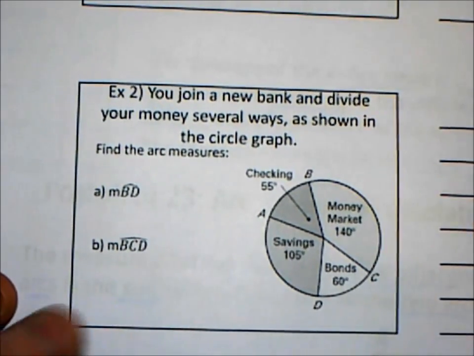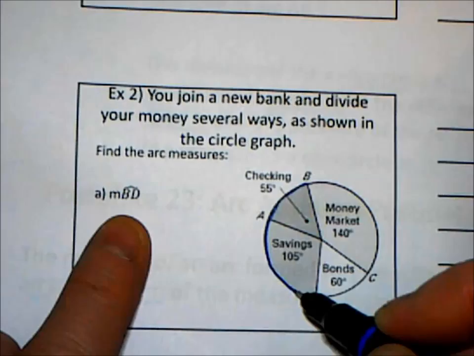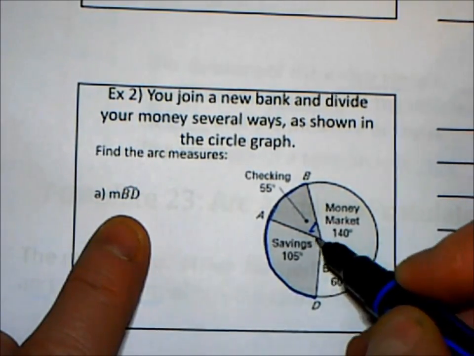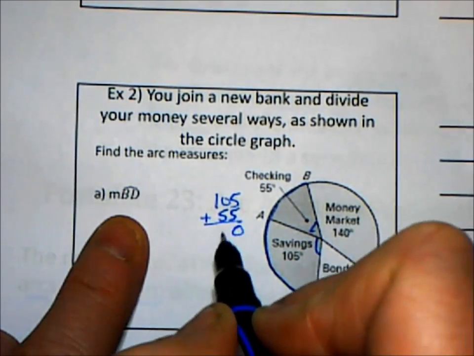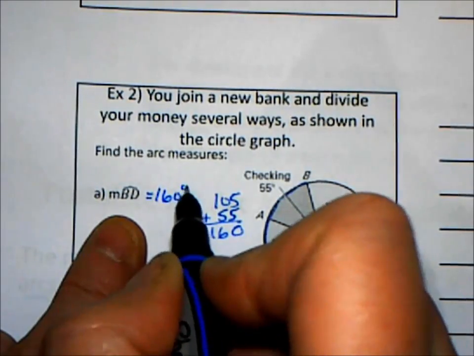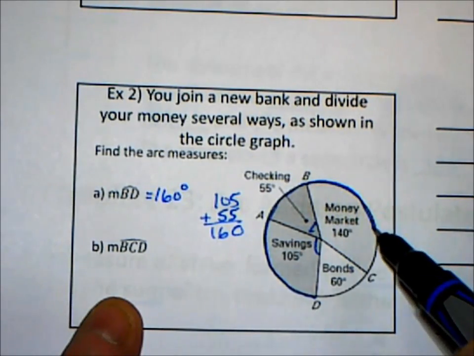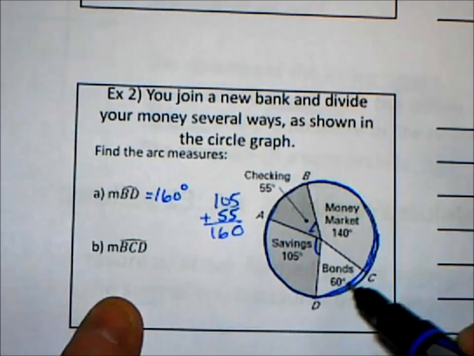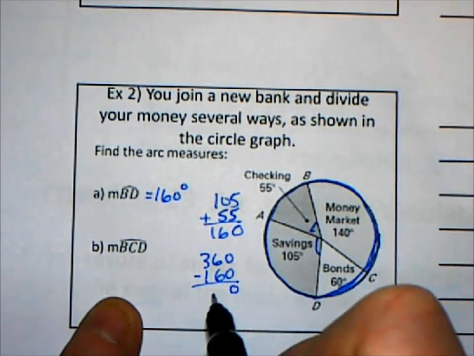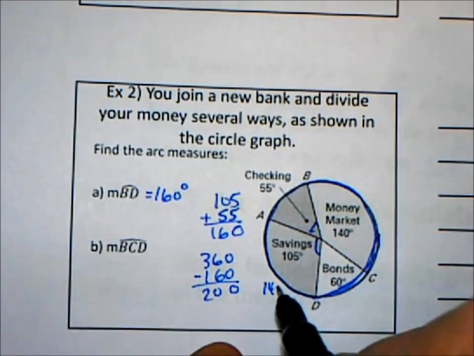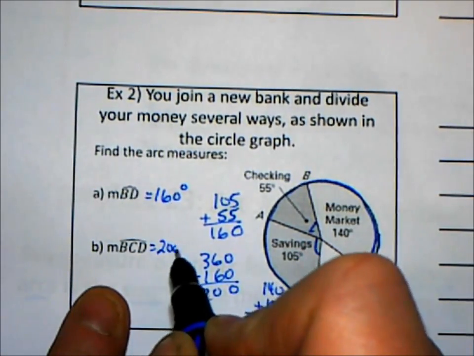If I look at example 2, they want me to find the arc BD. Remember, this is a minor arc because there's only 2 letters. So I see that I have a 55 and a 105. If I add those up, that would be 160 degrees. And then they want me to find BCD, which is going the other direction. That is a major arc. I can either subtract 360 minus the other side, or I could take the 140 plus the 60 and come up with the 200. Either way, I know that this is 200 degrees.